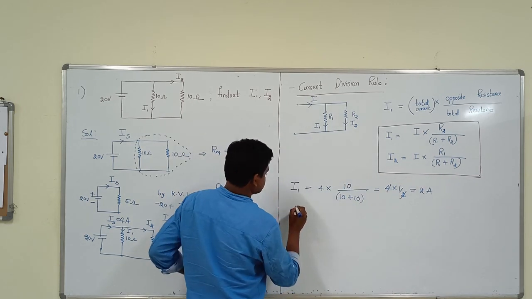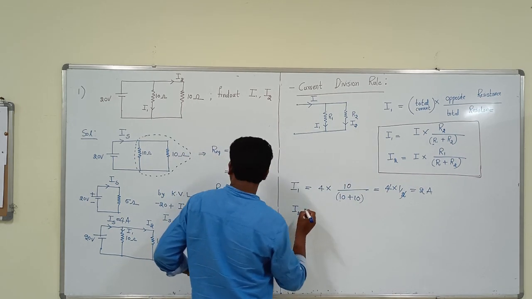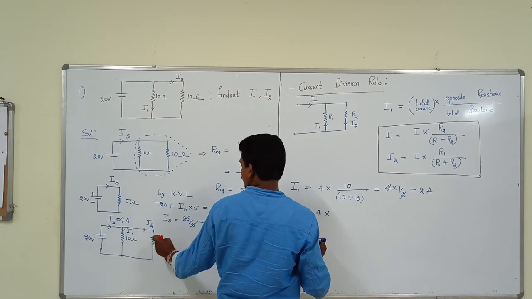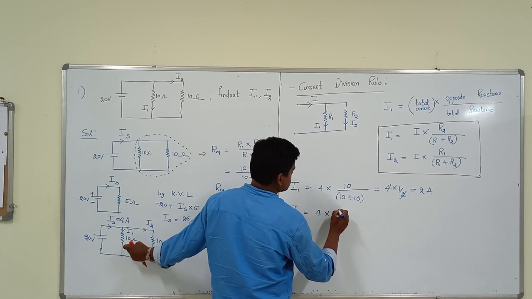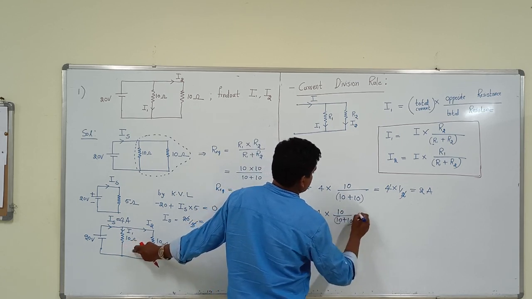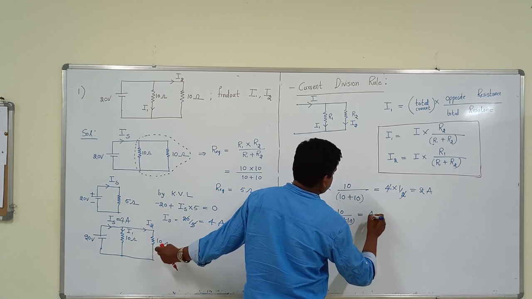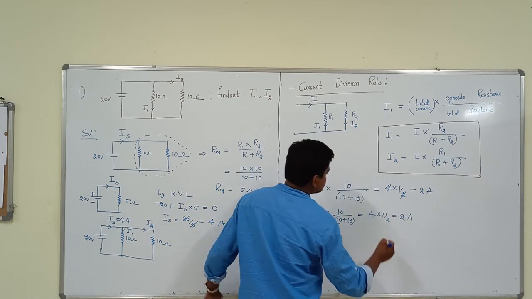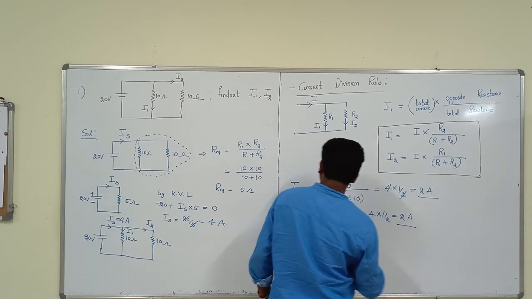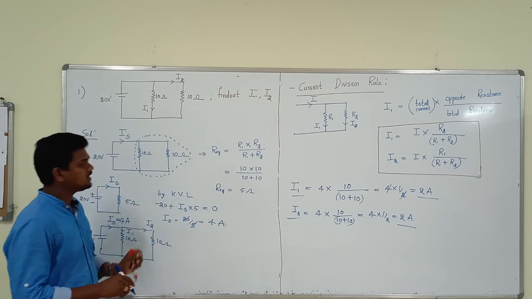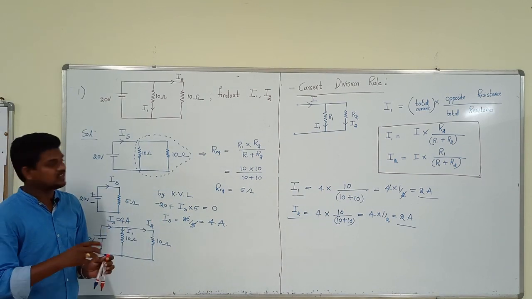For I2 also same thing. For I2 the total current entering is 4 amps. For I2 what is the opposite resistance? 10 ohms by the total resistance. 4 into 1 by 2 again, same. So the current I1 is 2 amps, the current I2 is 2 amps. Just observe here why the two currents are same.